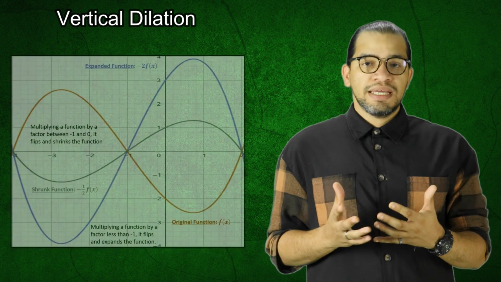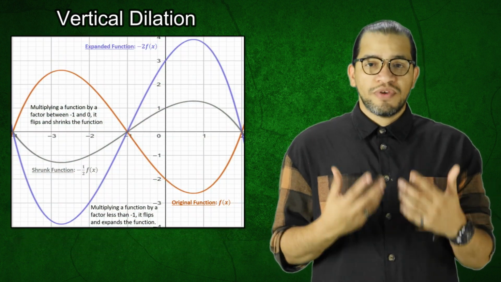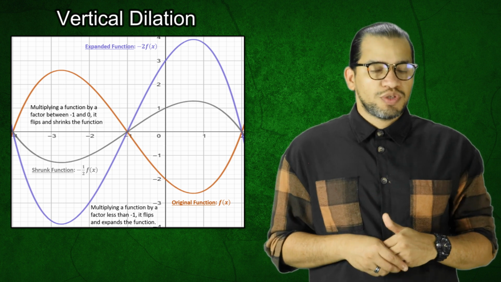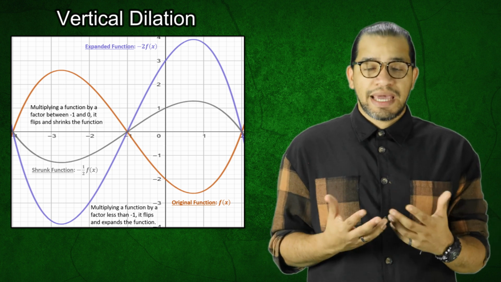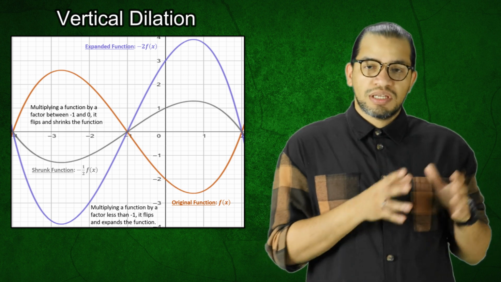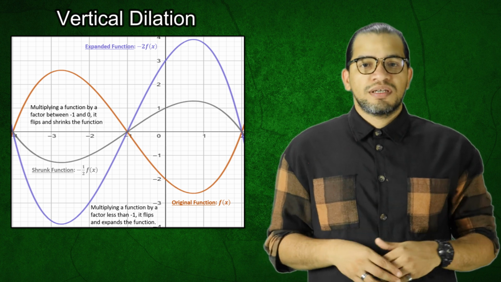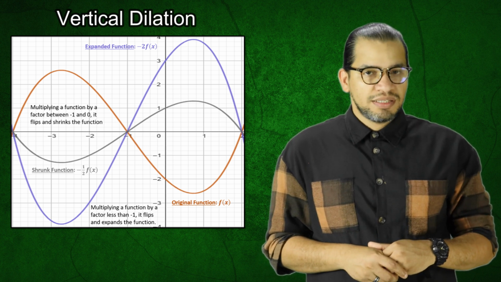Now, if a is less than -1, then this function reflects with respect to the x-axis and it expands. Now, if a is between -1 and 0, then it reflects with respect to the x-axis and it shrinks.